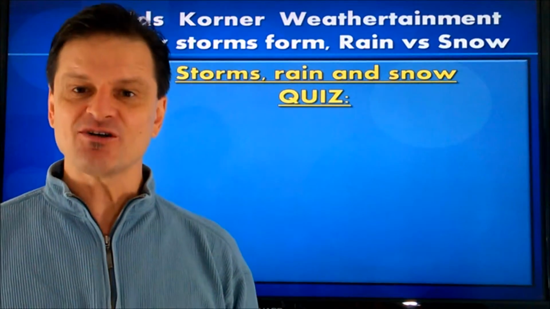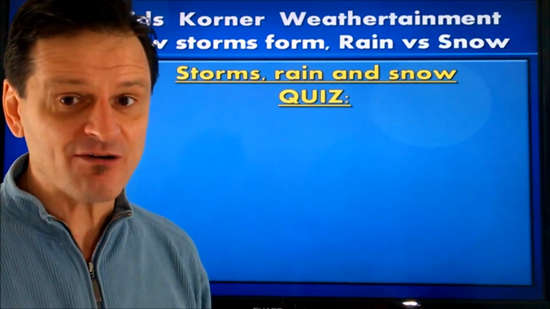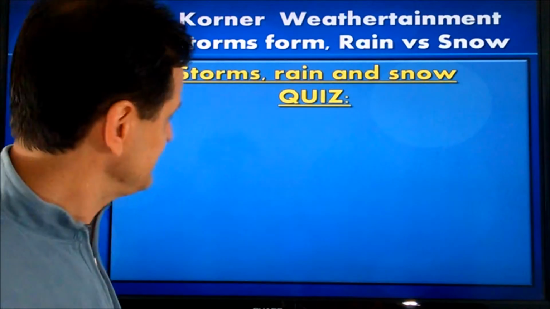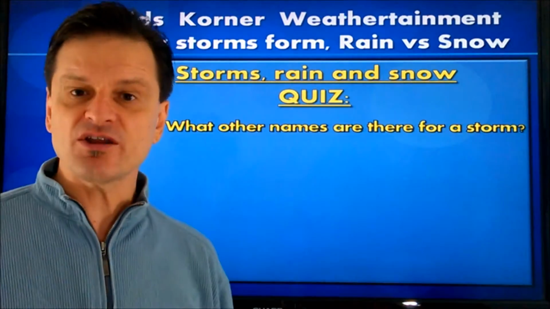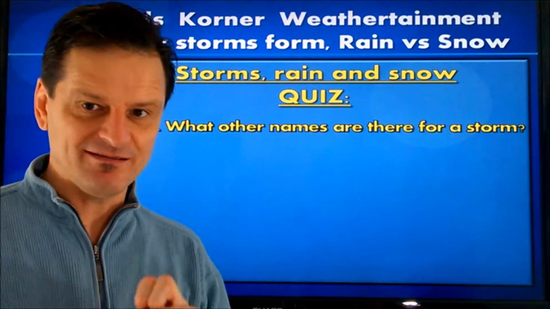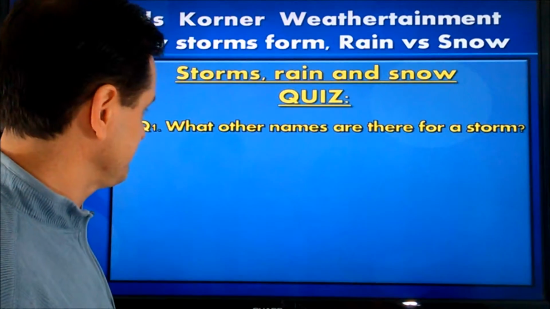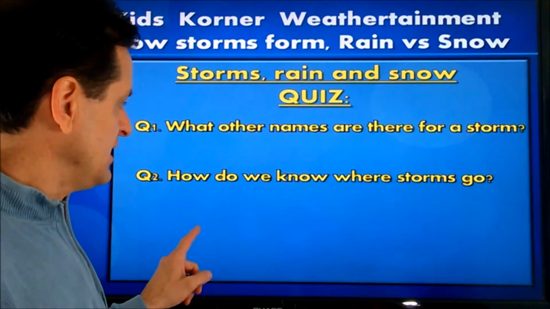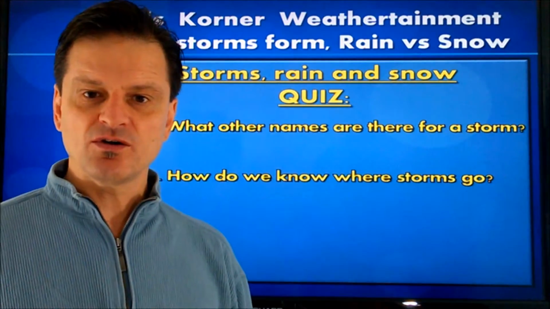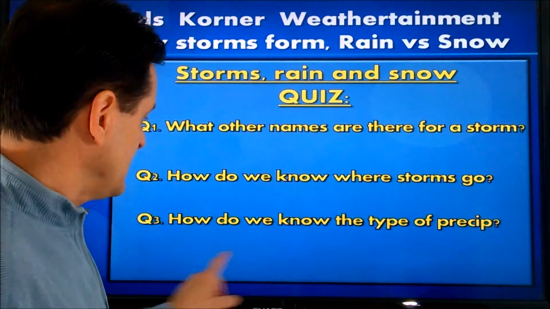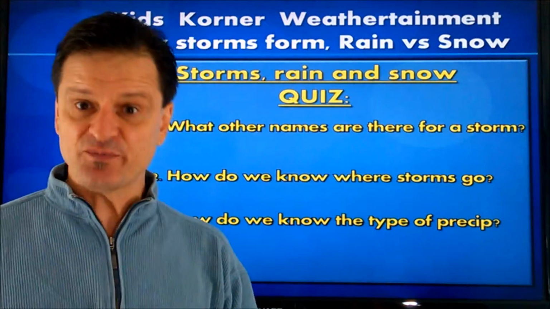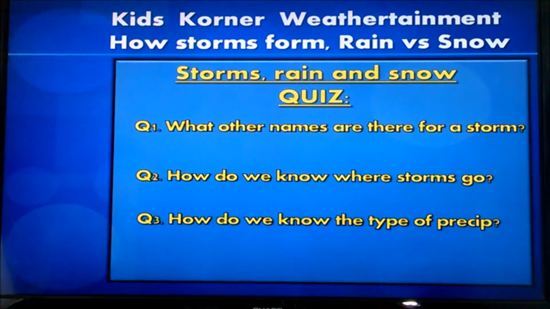Okay, it's time for our quiz. Are you ready? Pen and paper out. Have your thinking toque on. Question number 1. What other names are there for a storm? I mentioned several of them. Question 2. How do we know where storms will go? Question 3. How do we know the type of precipitation that will fall? We'll take a moment and have the answers.